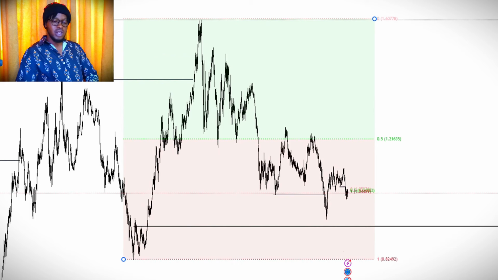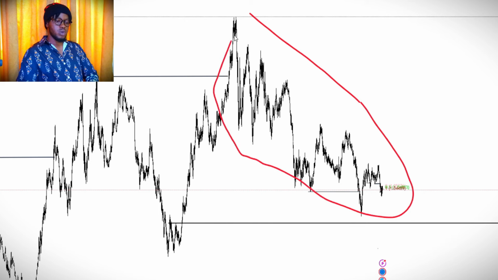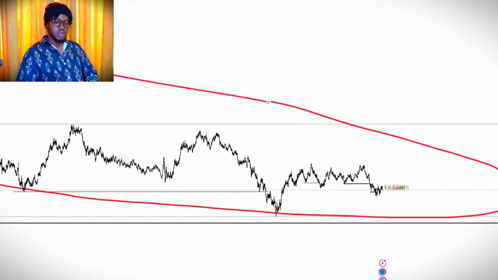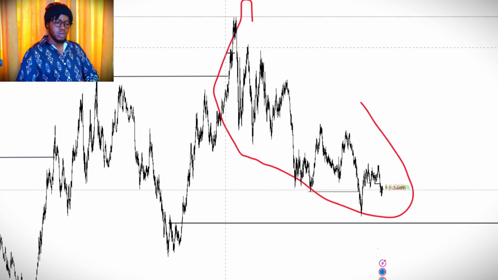So now what are we doing? We are focusing on this range. Our focus now will be on this range. This is where our focus will be now. So let's go down, also let's go down to the daily time frame. Let me take this out first so that we won't have a messy chart.